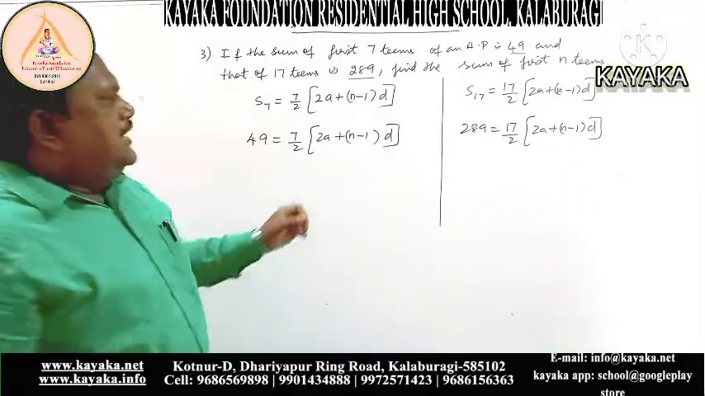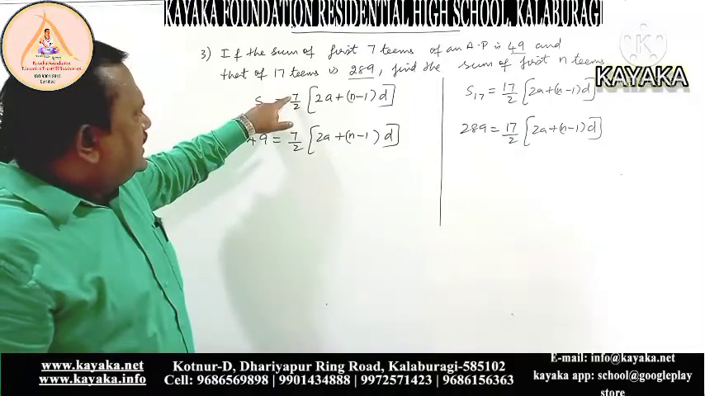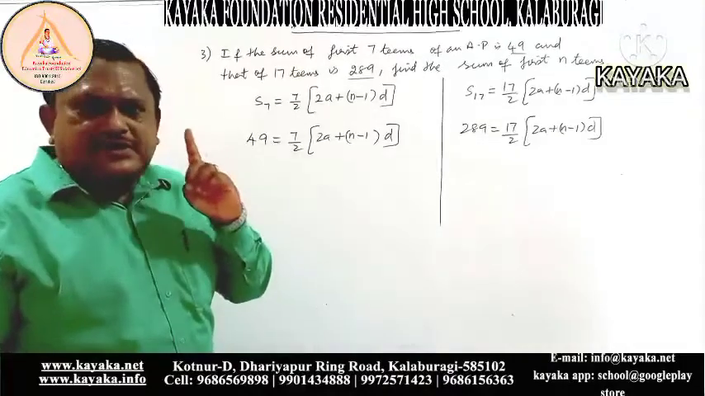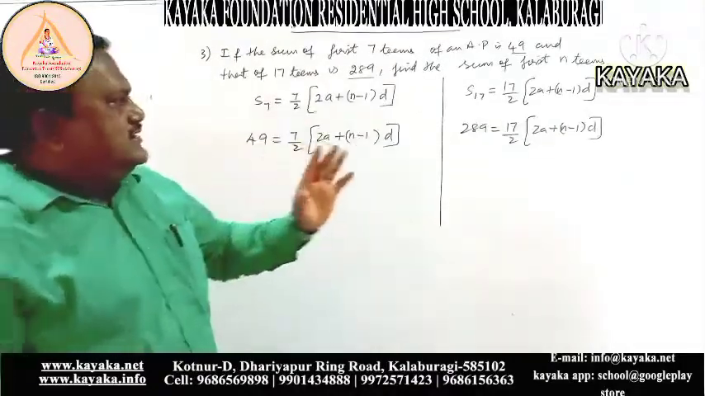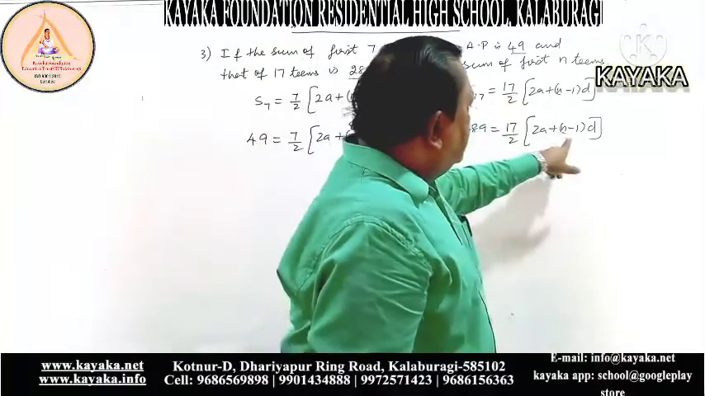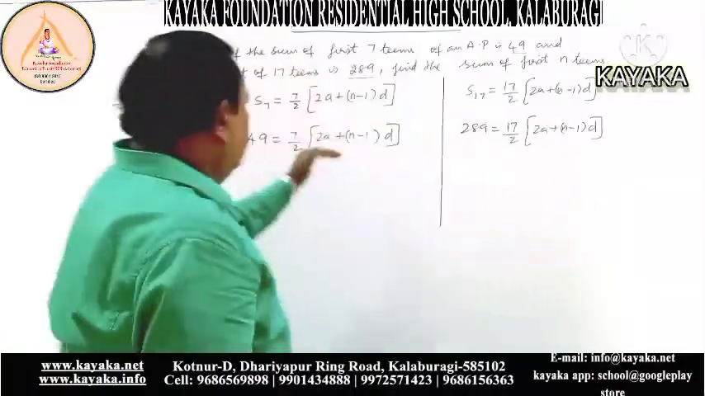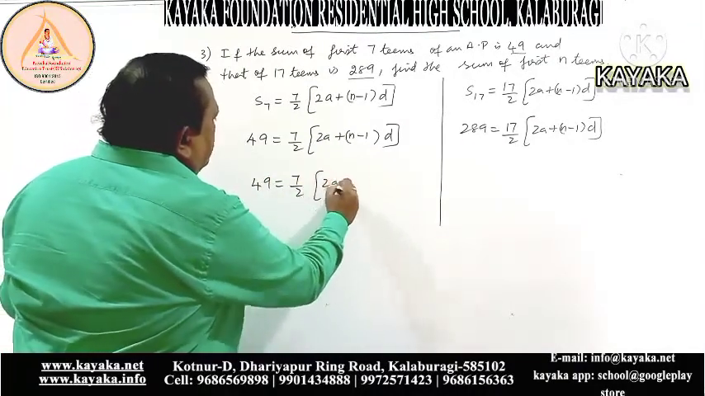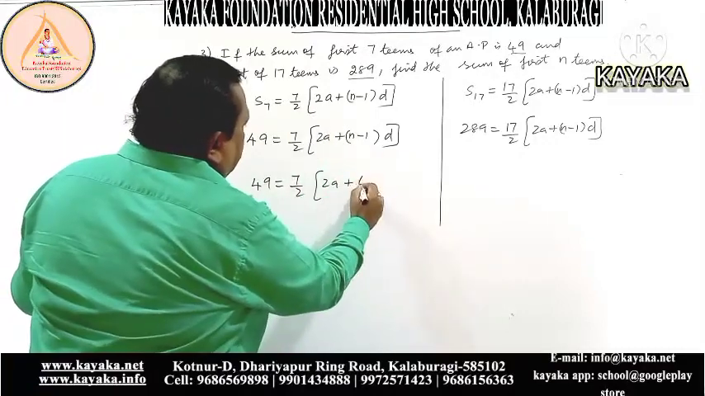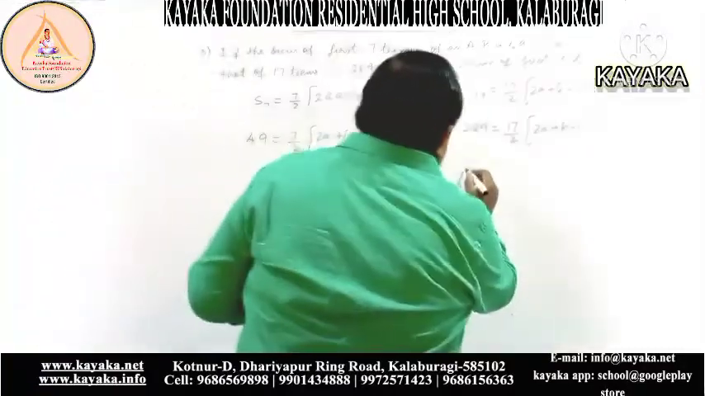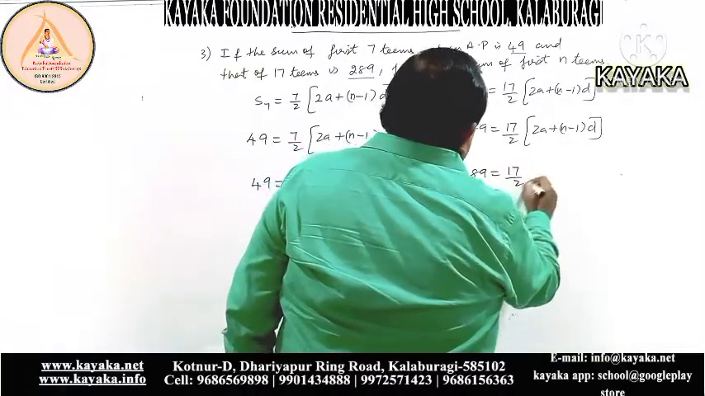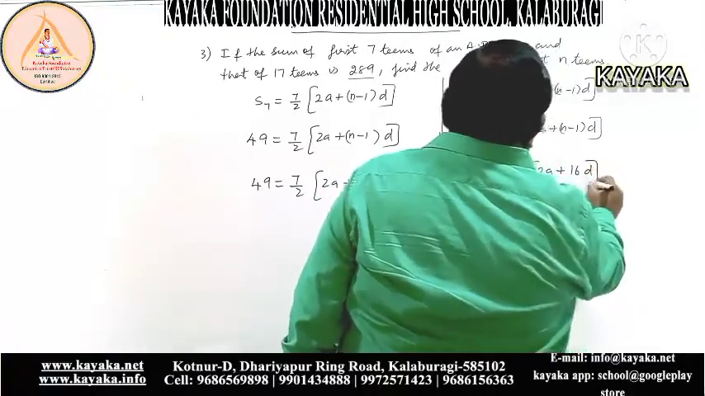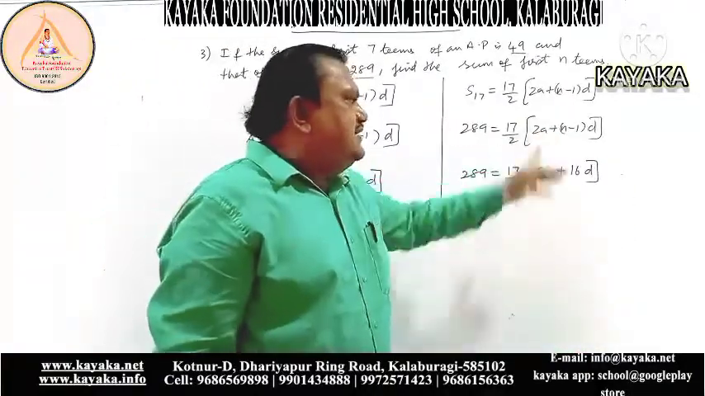Now, dear children, here you know the n value. What is the n value here? 7. That you have to think. Therefore, instead of this n, you can use the value 7. The same thing here, the n value is 17 here. Therefore, instead of this n, you can use 17. Next we will substitute. We will get 49 will be equal to 7 by 2 into 2A. Here it will become 7 minus 1, you will get 6D. Here it will become 289 will be equal to 17 by 2 into 2A plus 17 minus 1, you will get 16D. Here the n value is 17.